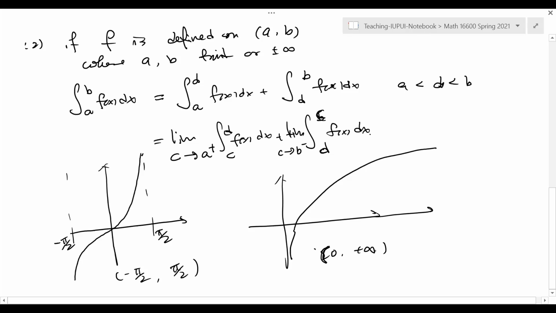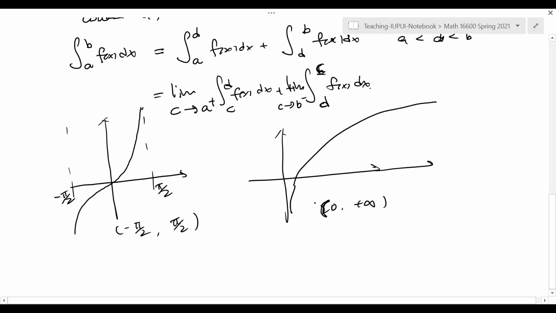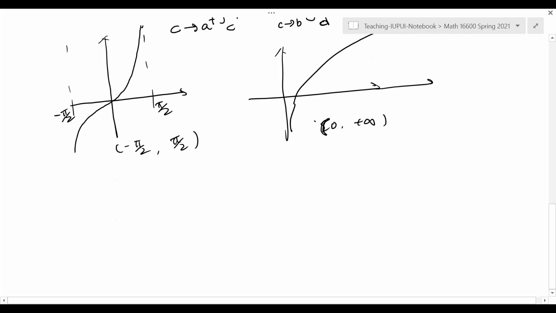So we use that. This is the definition of an improper integral. We use an integral on the closed interval, then we take the limit. Okay, so let's take a look at an example.